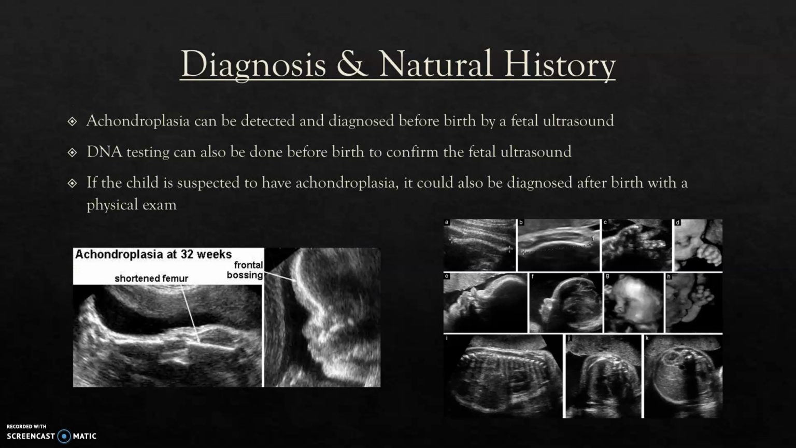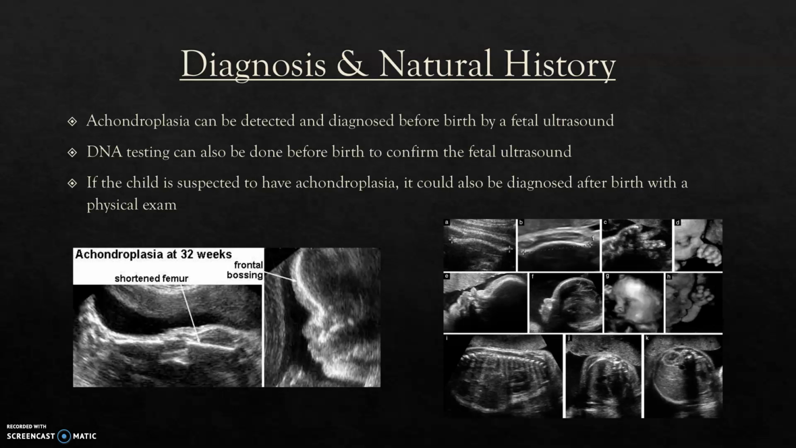Diagnosis and natural history. Achondroplasia can be detected and diagnosed before birth by a fetal ultrasound. DNA testing can also be done before birth to confirm the fetal ultrasound. If the child is suspected to have achondroplasia, it could also be diagnosed after birth with a simple physical exam.